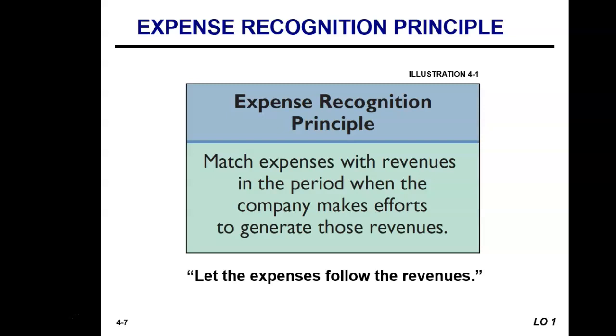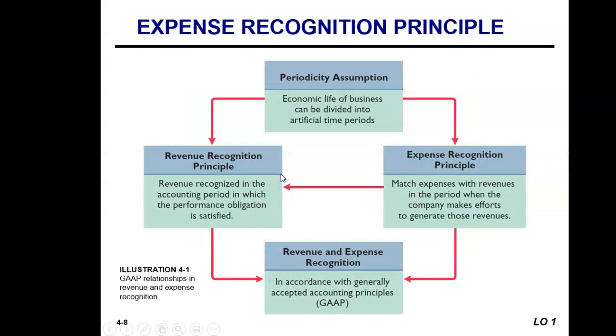So if we earn revenue in the month of June, we're saying, are there any expenses that took place in order to earn that revenue? The answer would be yes. Then record those expenses in the month of June as well. So we're trying to match revenues and expenses in the same accounting period. And we'll look at examples of how we're going to match up expenses and revenue in the same accounting period.